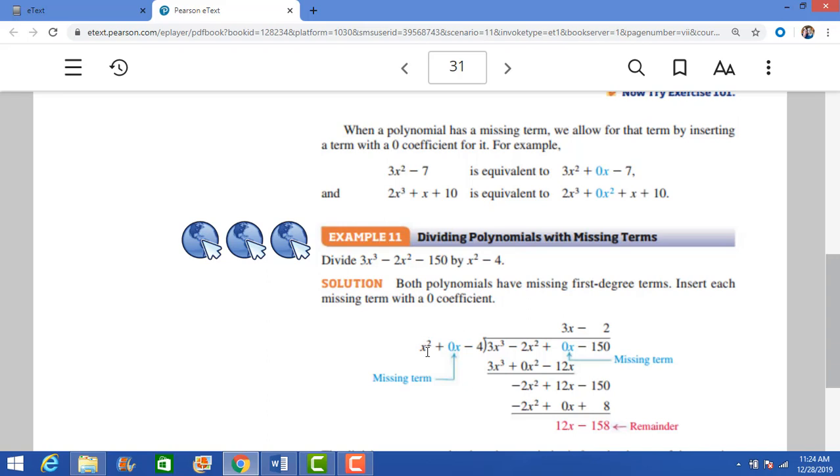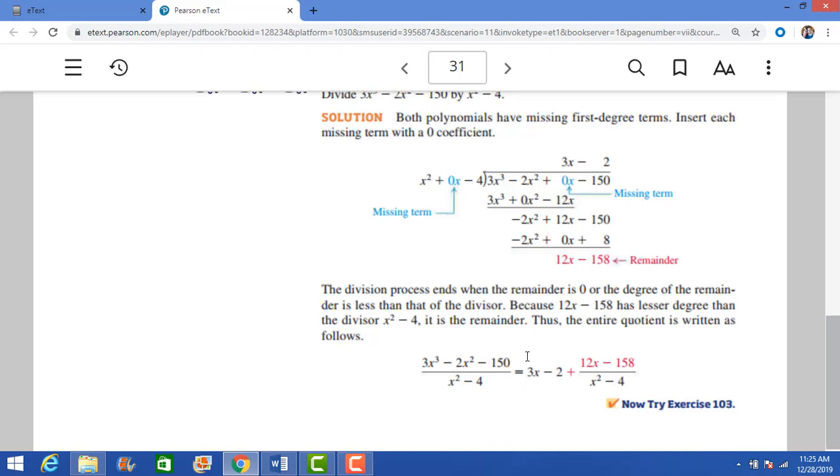And we get, well, in order to get negative 2x squared, we're going to have to multiply by a minus 2. And we do the same thing. And we get these three terms. And then we subtract. So this is going to go away. This is going to become 12x. And this is going to become a negative 158, or a minus 158. And this becomes the remainder since we've reached the end. Okay, we're done. So this is our remainder. This is our quotient. And so this divided by this equals this plus our remainder divided by this. And so here's our answer.